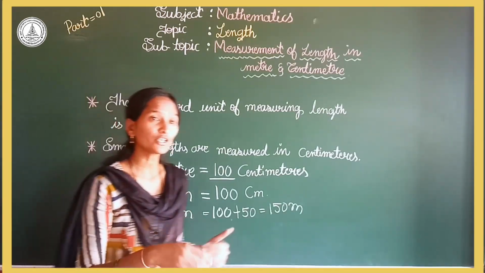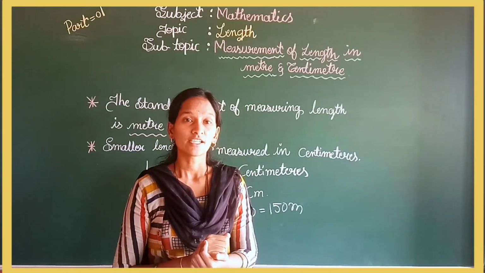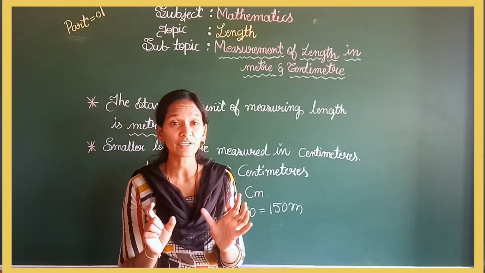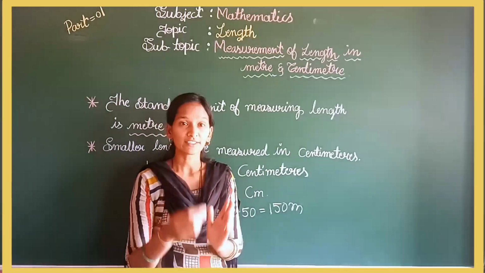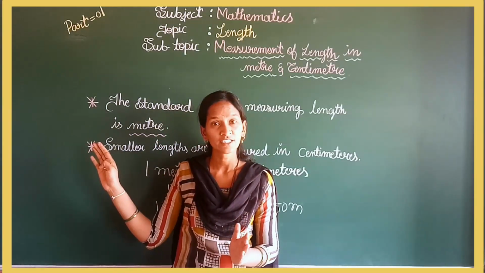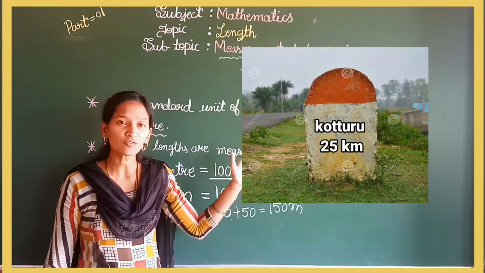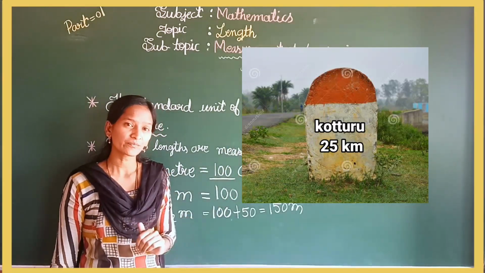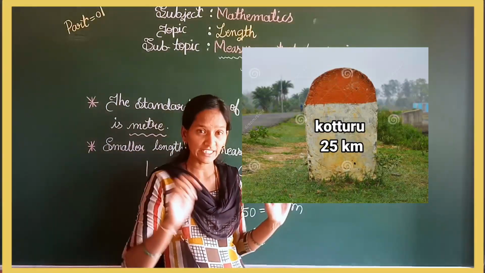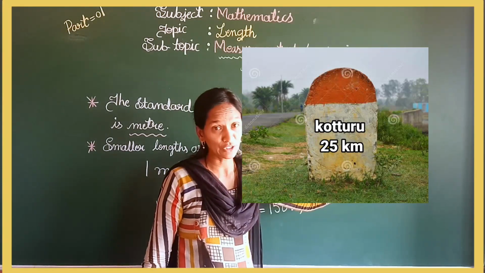Now you tell me, how can you measure the distance between cities? Then how can you measure? Yes, by using kilometers, you measure the distance between two cities. For example, what is the distance from Kotor to Kurligi? It is 25 kilometers, right? Have you seen this type of board beside the road? Yes, this indicates the distance between two cities. So the distance from Kotor to Kurligi is 25 kilometers.